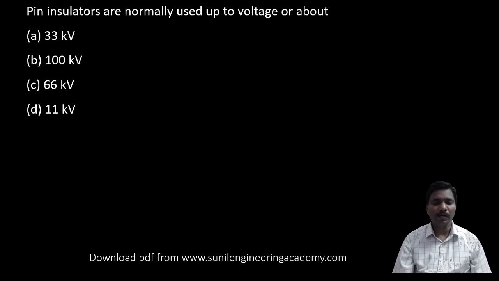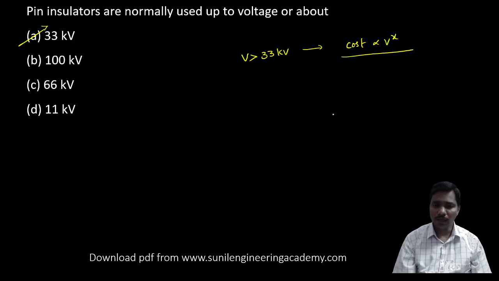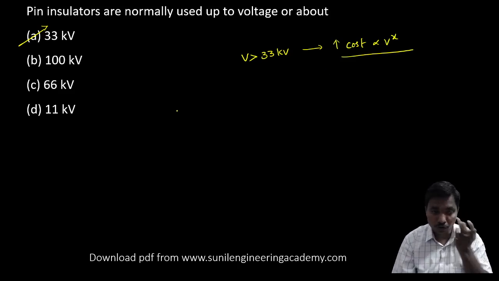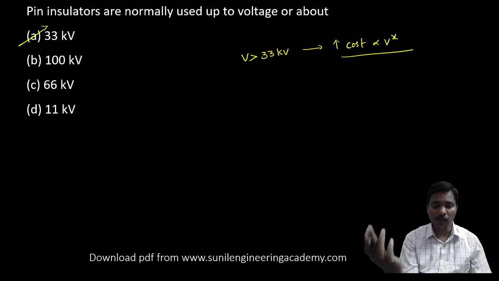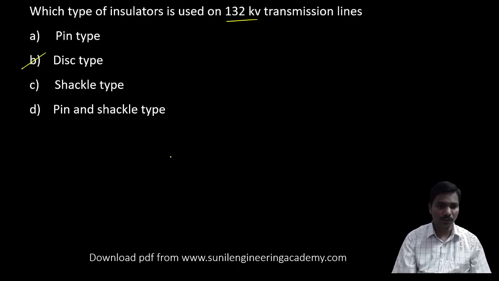Pin insulators are normally used for voltage up to 33 kilovolt only. If the voltage is greater than 33 kilovolt, then the cost will be proportional to V power X, where X may be more than 2. That means the cost will increase a lot. So that's why we may not go with more than 33 kilovolt. If it is more than 33 kilovolt, we can go with the disc type. Which of the following insulators are used for 132 kilovolt? For 132 kilovolt we may go with disc type.